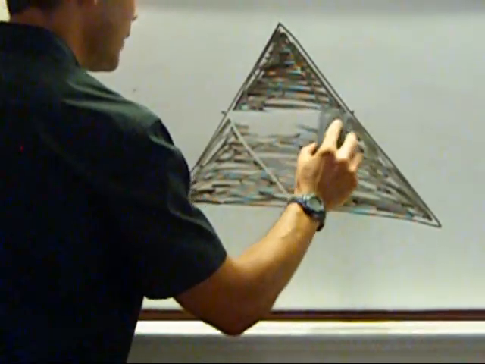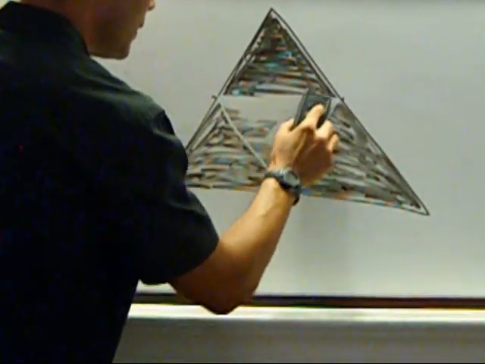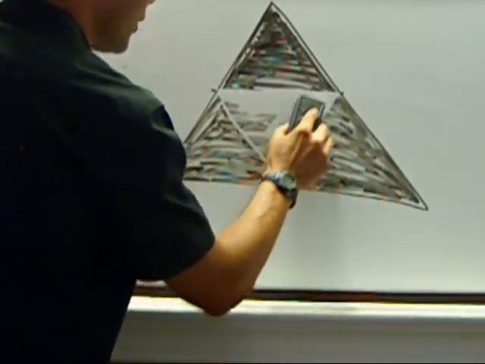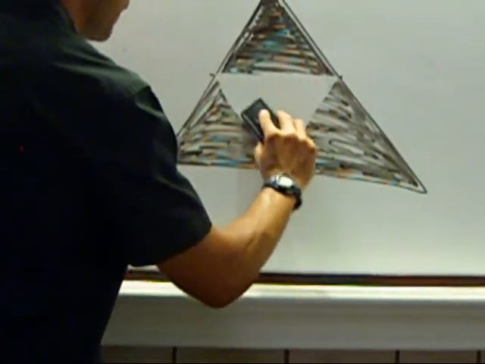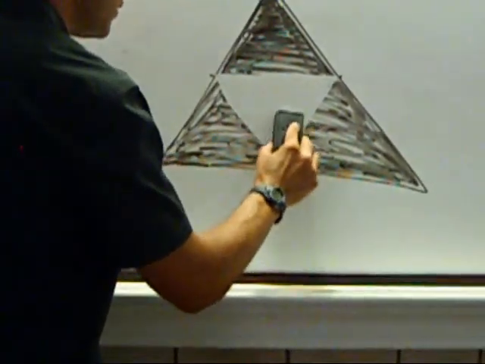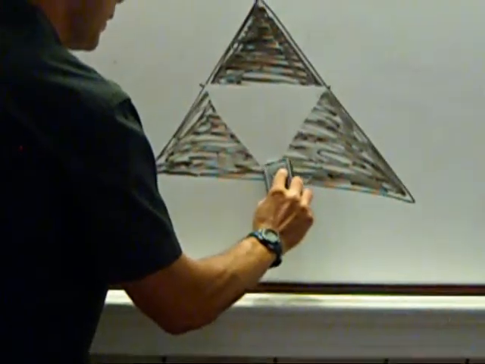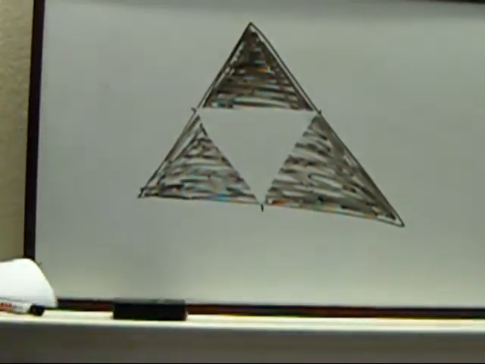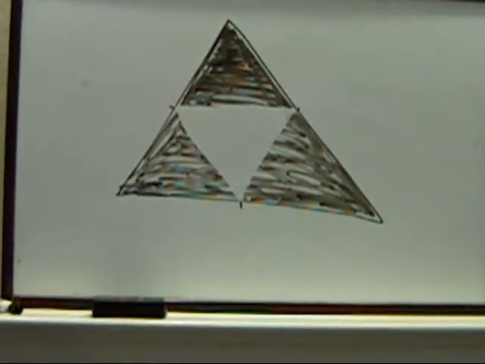Okay? I'm trying to be as careful as possible to try to make this work. There we go. Okay, you get the idea. There we go. So there's our first iteration of the Sierpinski triangle.